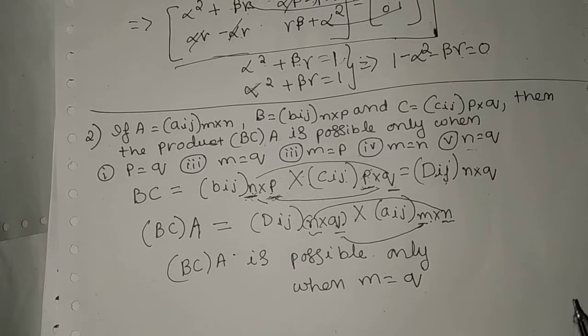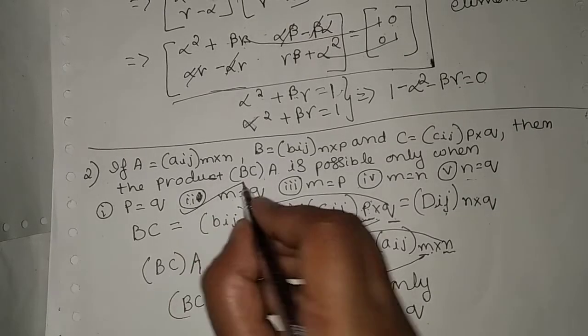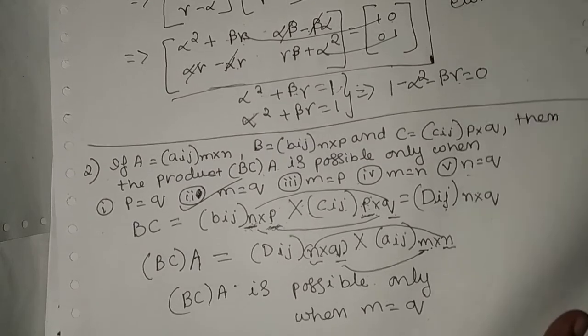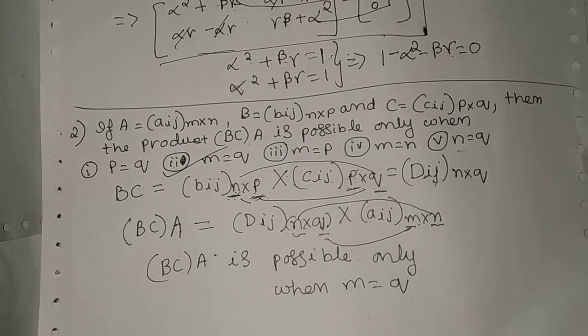Which option is correct here? The second option is correct, that is, m is equal to q is the answer. So this is the second problem. We move on to the third one.